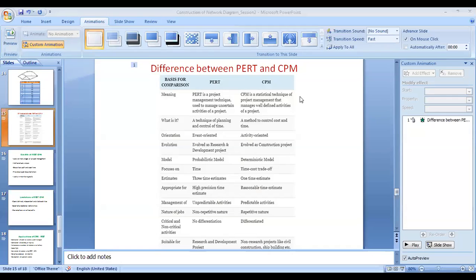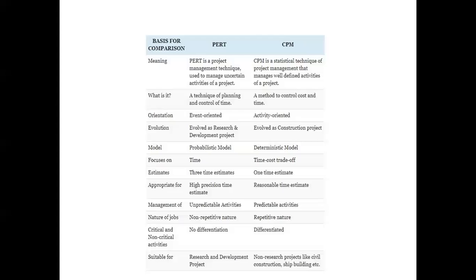In this session, we are going to discuss some theoretical aspects concerned with network analysis. So theoretical aspects such as the difference between PERT and CPM, the benefits of PERT and CPM, their limitations and applications. So let us see what are the major differences between PERT and CPM.